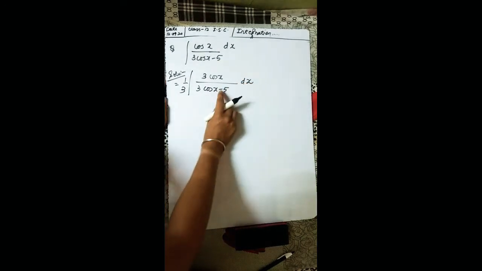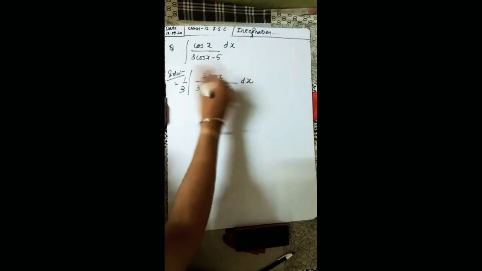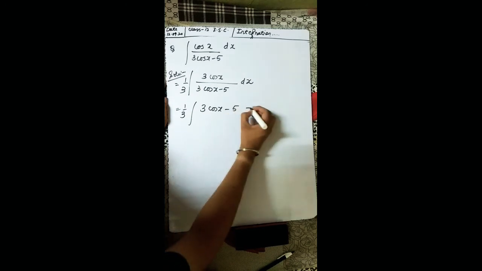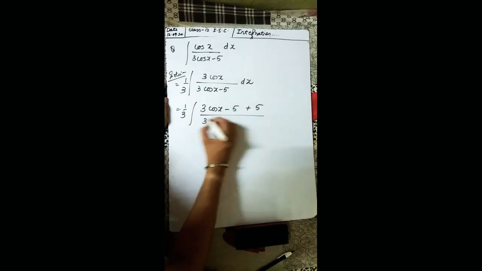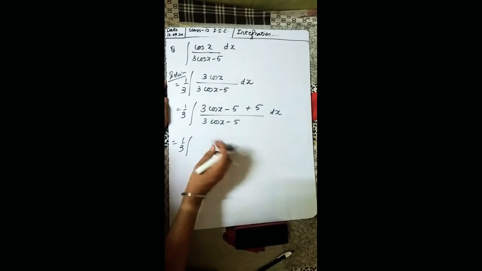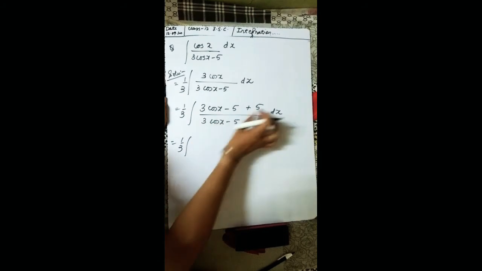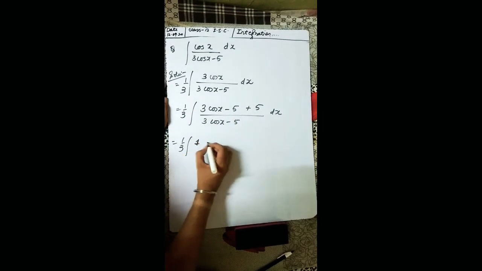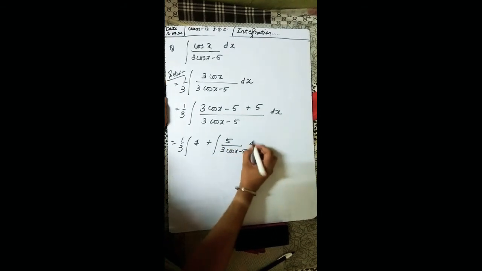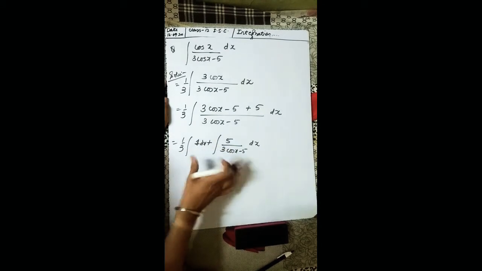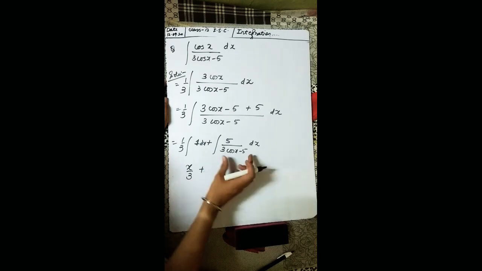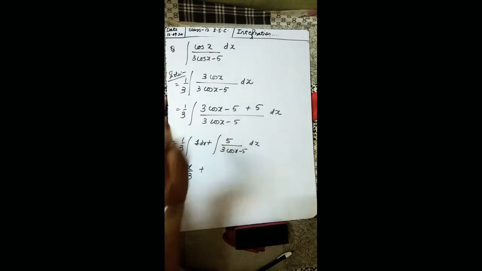We have minus 5 in the denominator, so I'm subtracting minus 5 and adding plus 5. Now separate this term with this term, plus this term with this term. So you will get 1 plus integration of 5 upon 3 cos x minus 5 dx. Now is it easier for you to solve, because integration of this will be x upon 3 plus integration of this. Right, now only I explained to you the way.